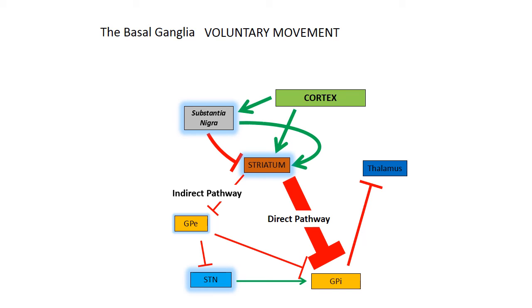Again, this was active tonically, and now it's essentially switched off, meaning that there's no inhibition of the thalamus. We've released this handbrake on the thalamus, and it's active. It can excite the motor cortex, and voluntary movement can occur.